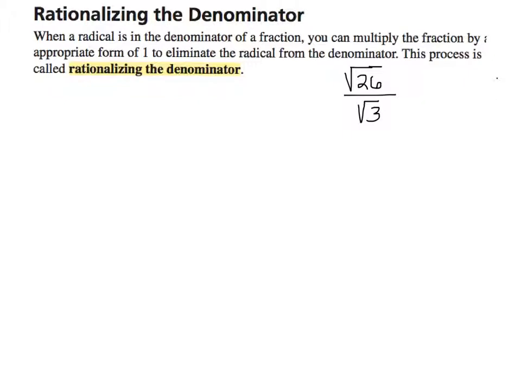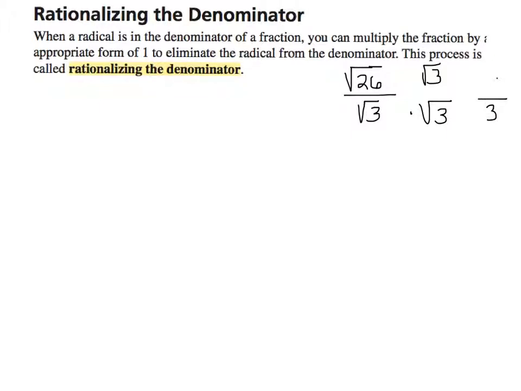So here's what you've got to think of. What can I multiply to the square root of 3 to give me a number that I can take the square root of? Well, in my mind, I can take the square root of 9. So that means I can multiply the top and bottom by the square root of 3. That gives me on the bottom the square root of 3 times the square root of 3, which is the square root of 9, which is just 3.